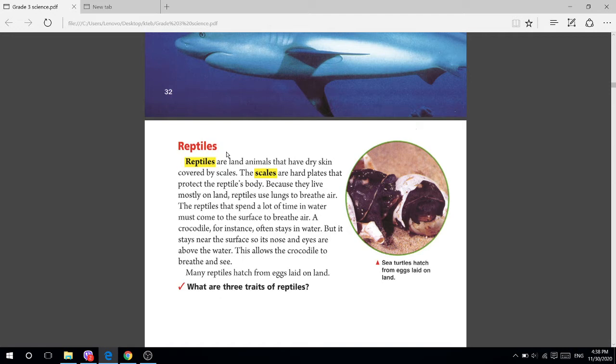Okay students, reptiles. What are reptiles and what are the traits of reptiles? Reptiles are land animals that have dry skin covered by scales. Okay, underline this definition. Reptiles are land animals, it means that they live on the land, that have dry skin. The skin is dry and very rough, covered by what? Covered by scales.